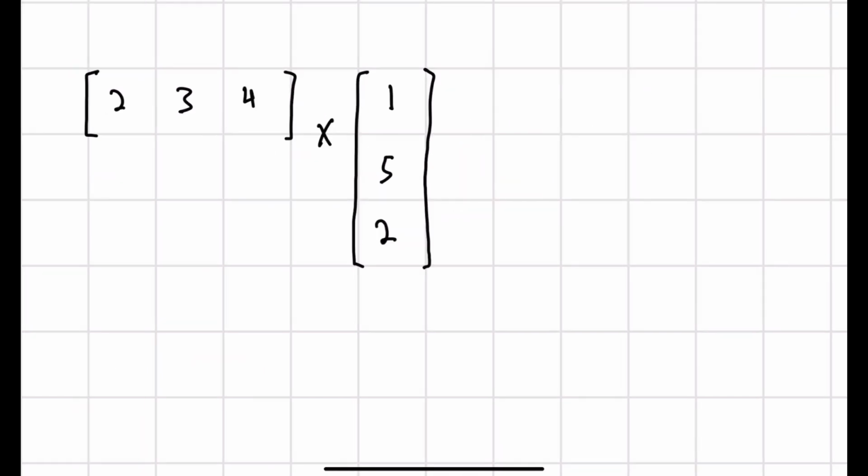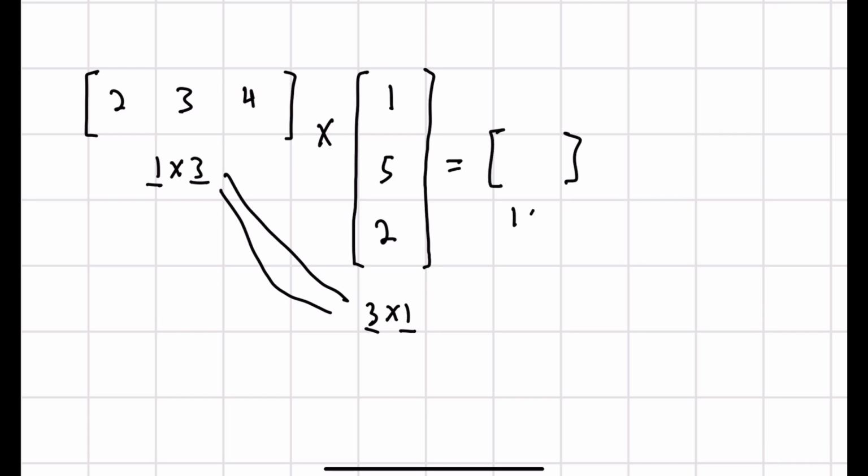For our next example, we have a 1 by 3 matrix times a 3 by 1 matrix. So we can see that these two numbers are equal to each other. So matrix multiplication is applicable. And here we have a 1, and here we also have a 1. So our result matrix would be a 1 by 1 matrix.